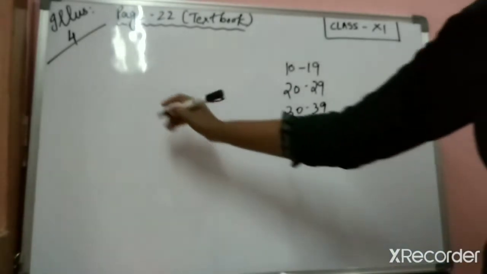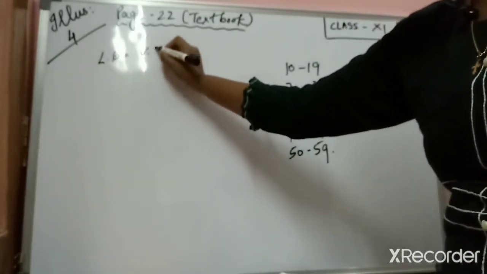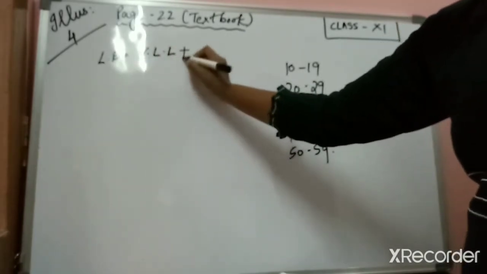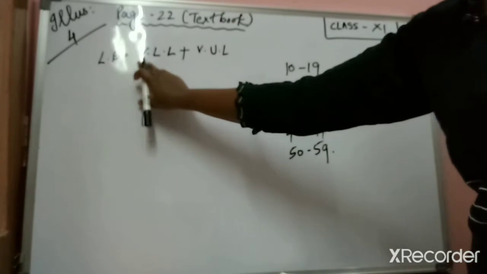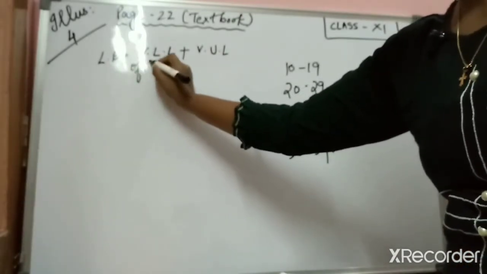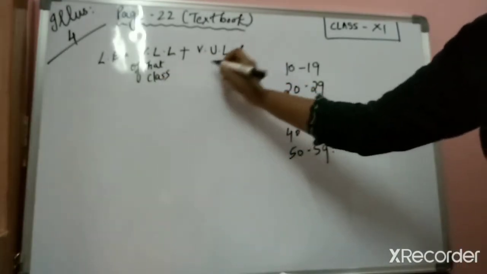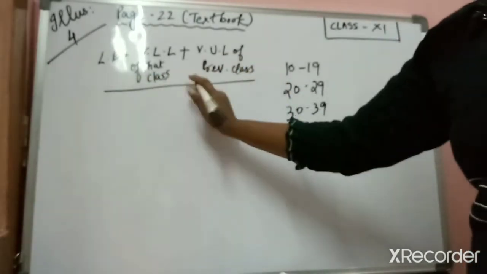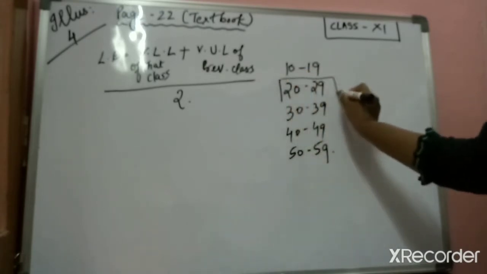The formula was like this. Lower boundary point is equal to, what was it? Value of lower limit, I am writing the short form, plus value of upper limit. This was the value of lower limit of that class, of any class you can say. Then value of upper limit of previous class. Both of them we have to add, then divide by 2. Clear?